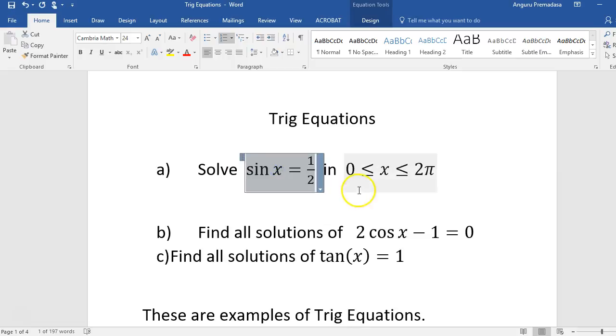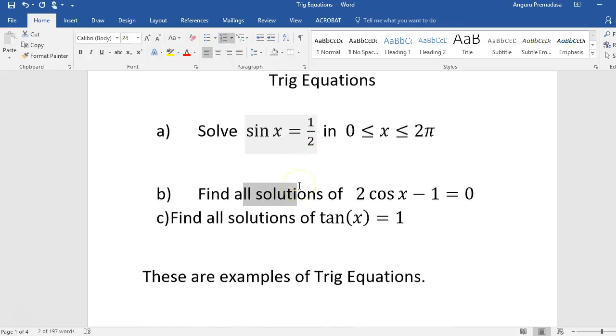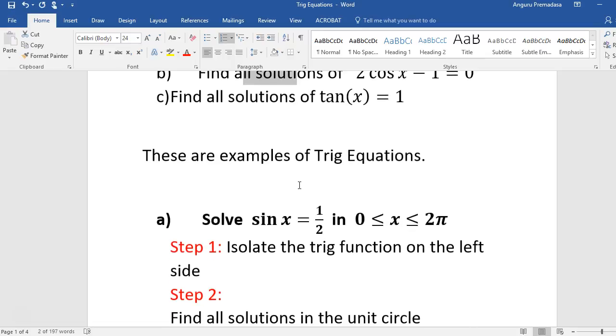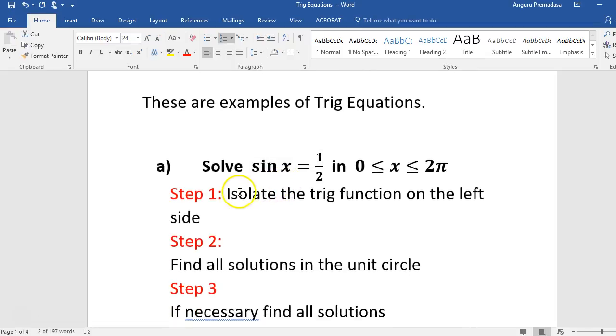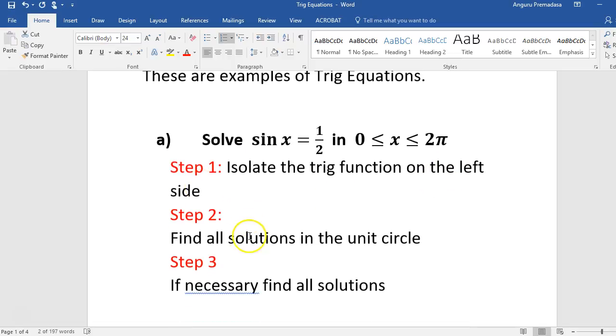And notice that some equations just ask you to find the possible values of x between 0 and 2 pi, while other equations want you to find all solutions. When you're trying to solve these trig equations, there's a 3-step process. First step is to isolate the trig function on the left side. Second step is to find all solutions in the unit circle, and step 3 is to find, if necessary, all solutions. Not necessarily in the unit circle, but all solutions.